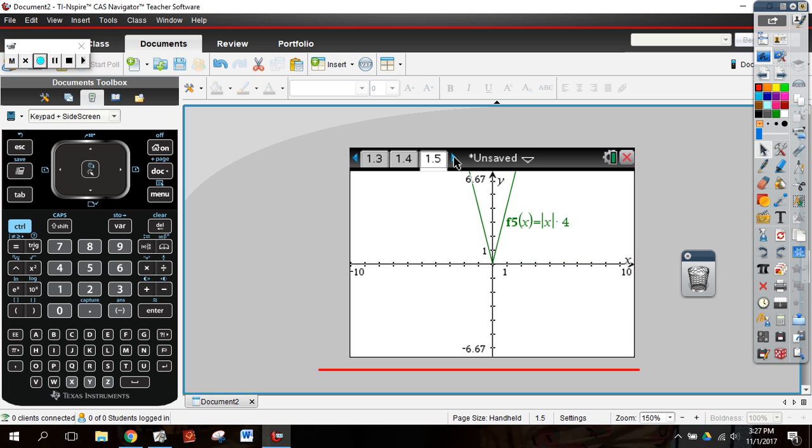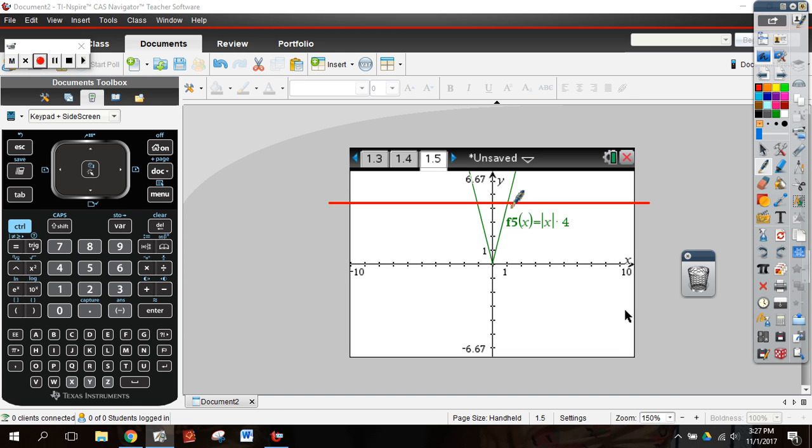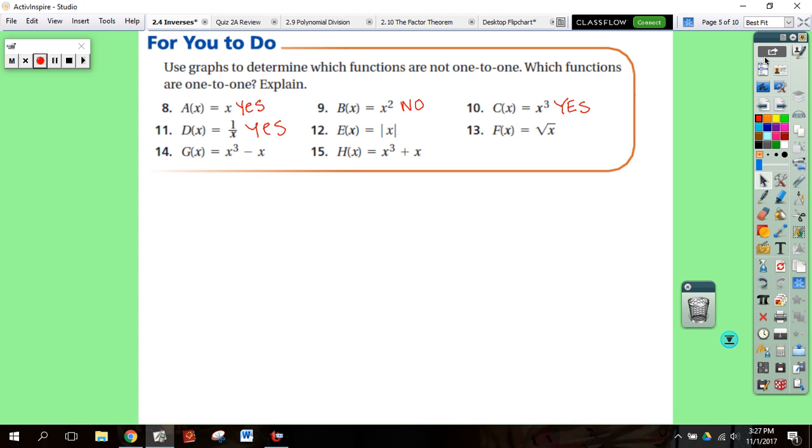Okay, the next graph that we're going to look at is, I don't know why there's a 4 there. It should just be absolute value of x. The 4 just makes it skinnier, so you can imagine that your answer would still be the same. But if you notice, the horizontal line crosses the graph here and here, so this cannot be one-to-one. No.